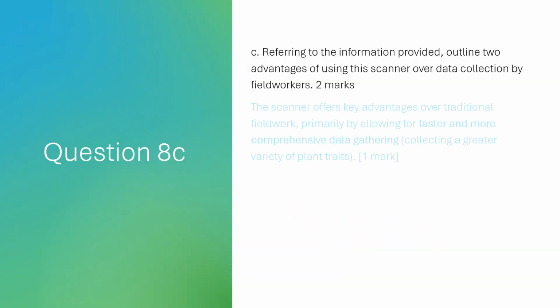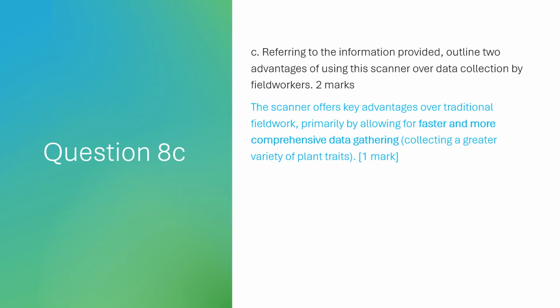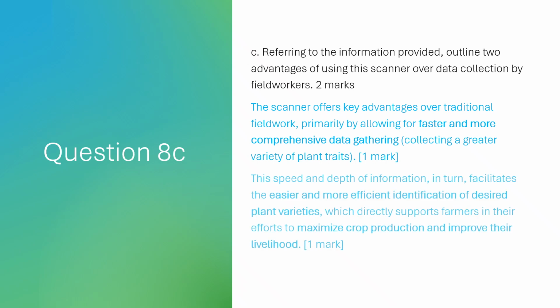The scanner offers key advantages over traditional fieldwork, primarily by allowing for faster and more comprehensive data gathering, collecting a greater variety of plant traits. This speed and depth of information, in turn, facilitates the easier and more efficient identification of desired plant varieties, which directly supports farmers in their efforts to maximize crop production and improve their livelihood.